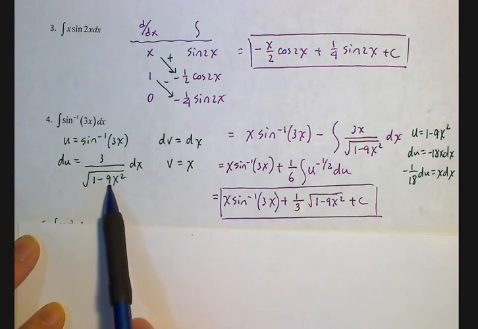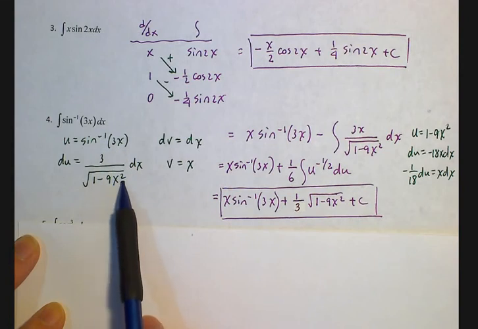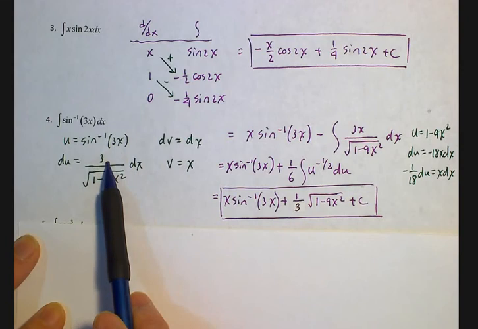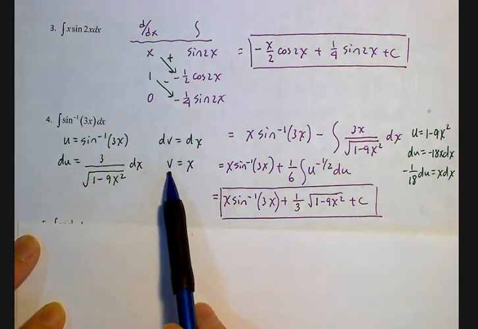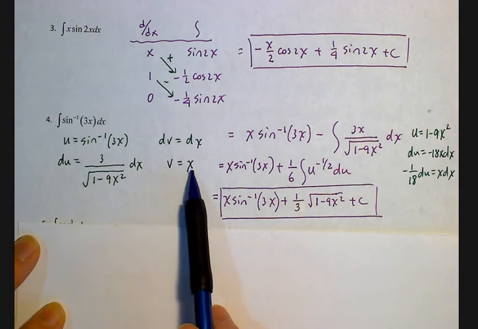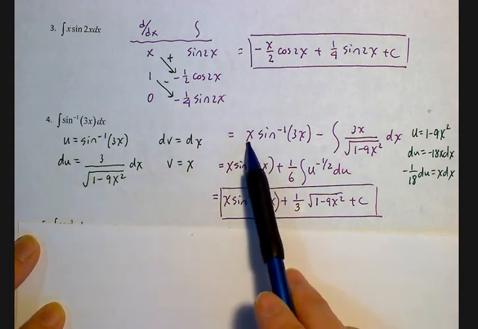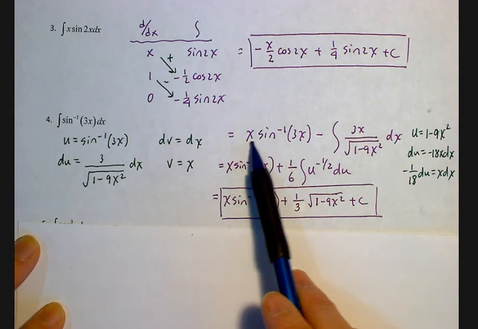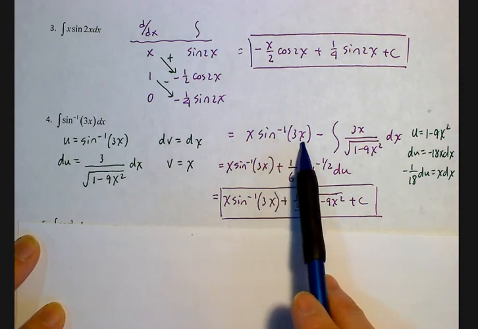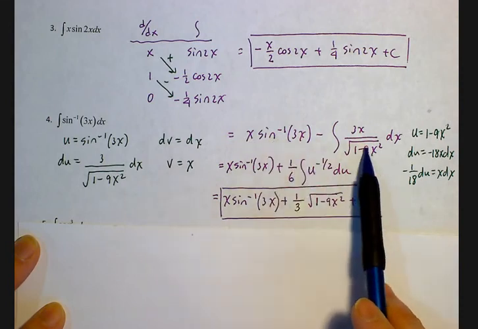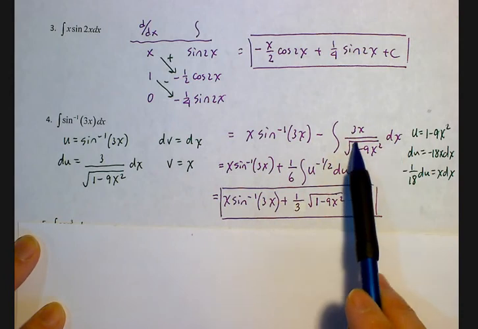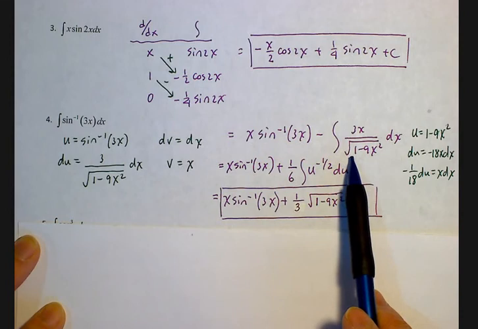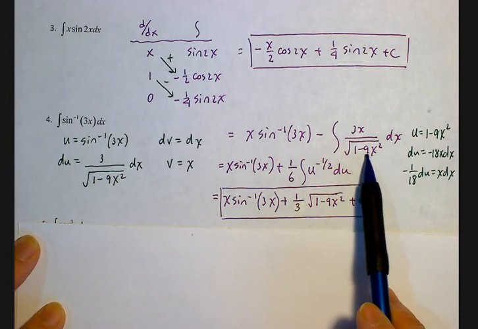So I just wrote that as 9x squared. And then the derivative of the inner is 3. For dv, it is dx, so then v is equal to x. So this is your uv, so it's x times the inverse sine of 3x minus, and then it's the integral of v du. So that comes out to 3x divided by the square root of 1 minus 9x squared dx.